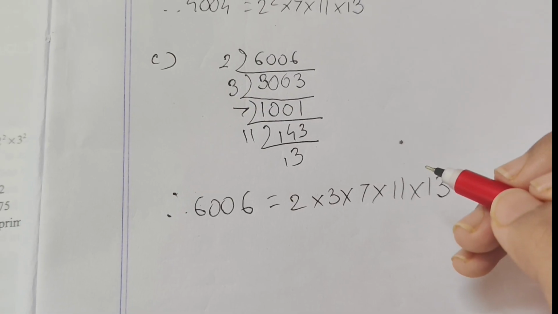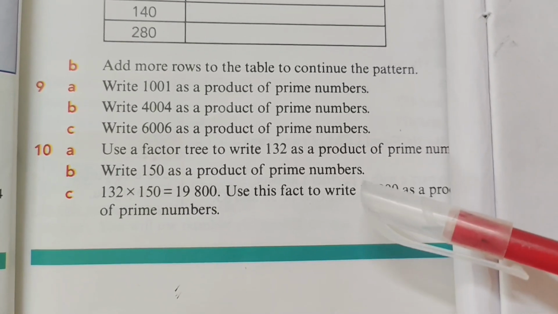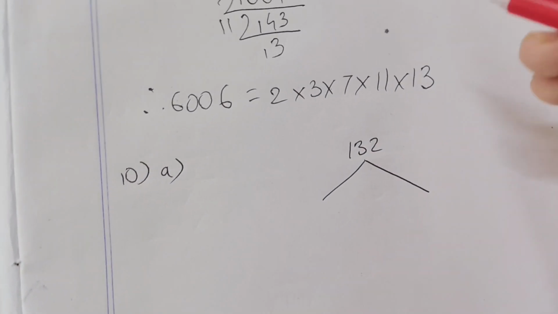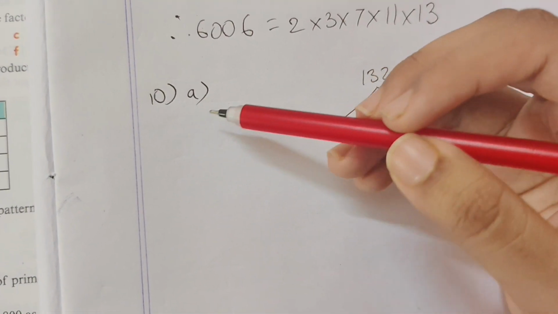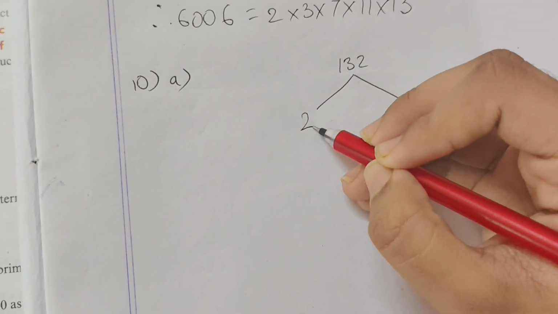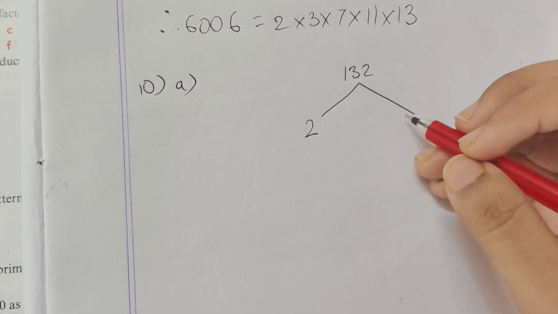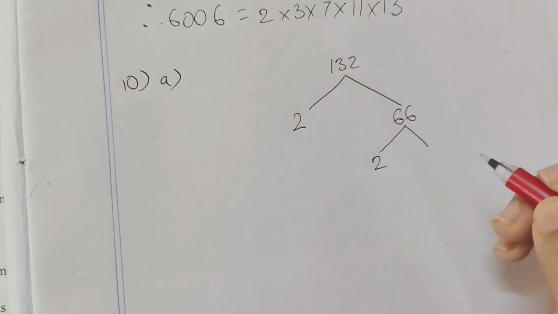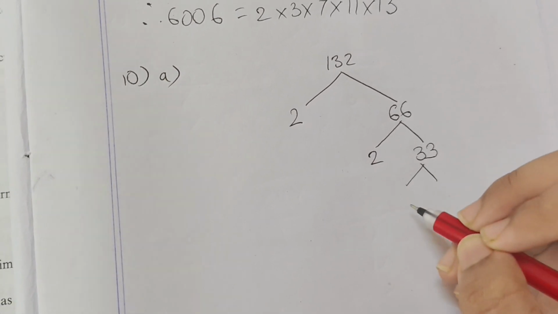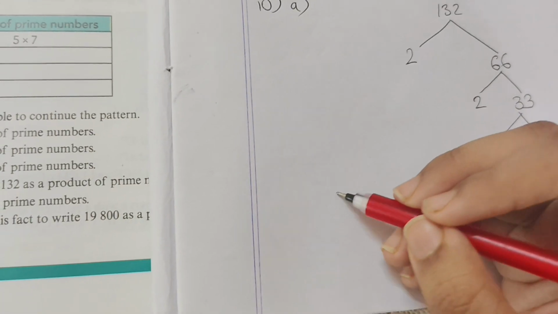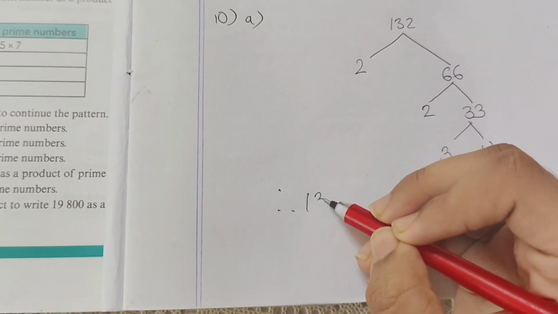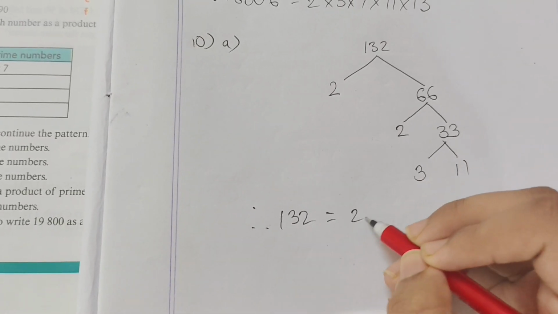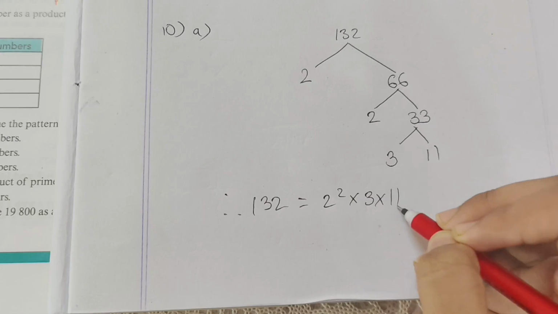of prime numbers. Number 10a, use a factor tree to write 132 as a product of prime numbers. So here we have to use a factor tree this time. If we divide this by 2, your preference which one you take, we get 66. 66 divided by 2 is 33. 33 divided by 3 is 11. Therefore, 132 as a product of prime numbers is equal to 2 squared multiplied by 3 multiplied by 11.